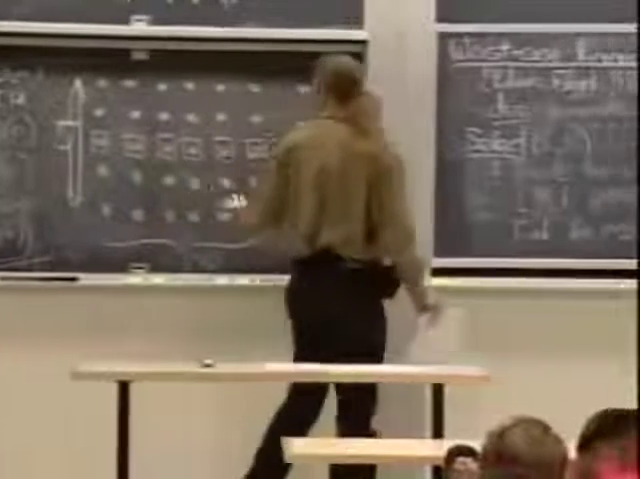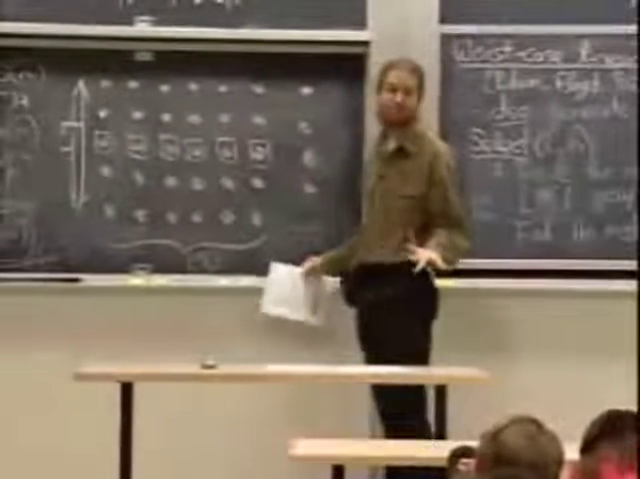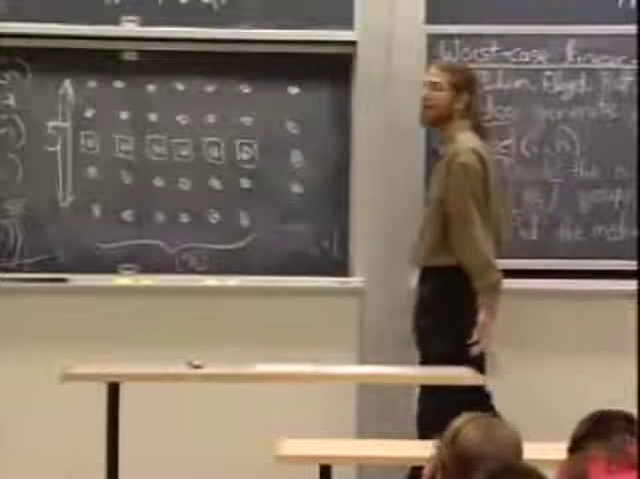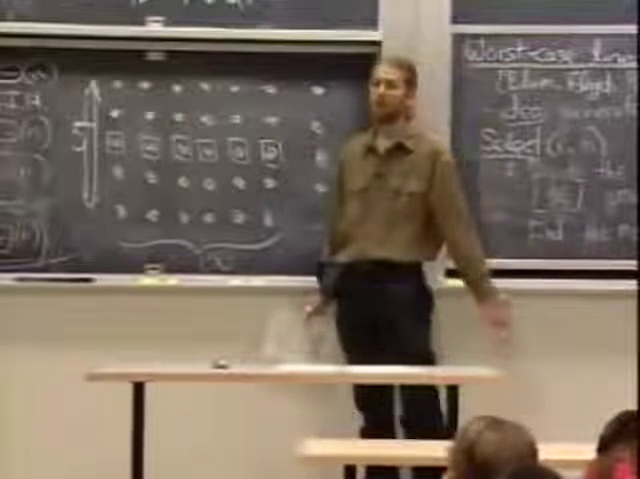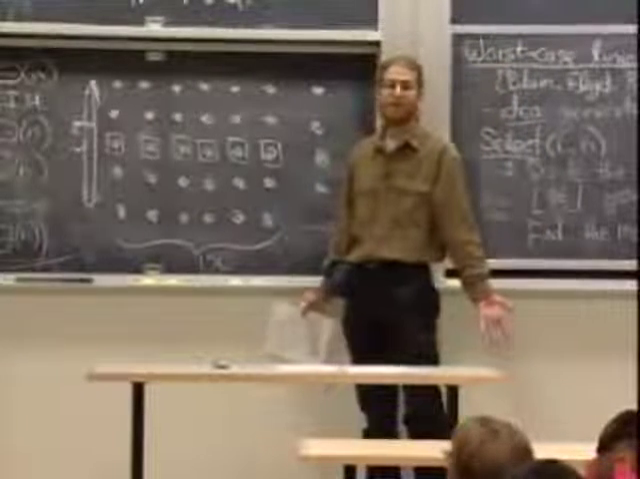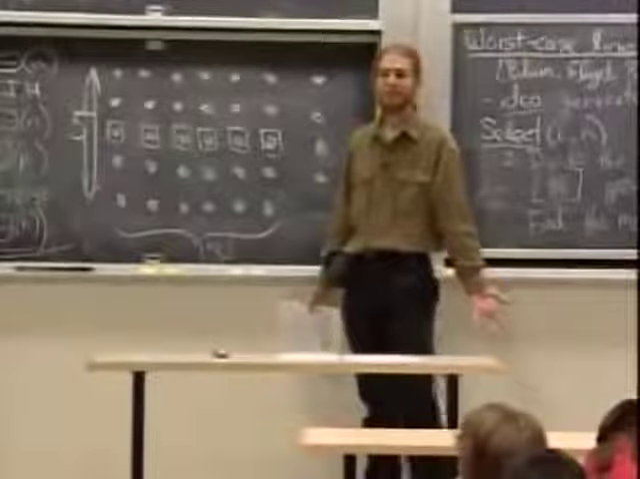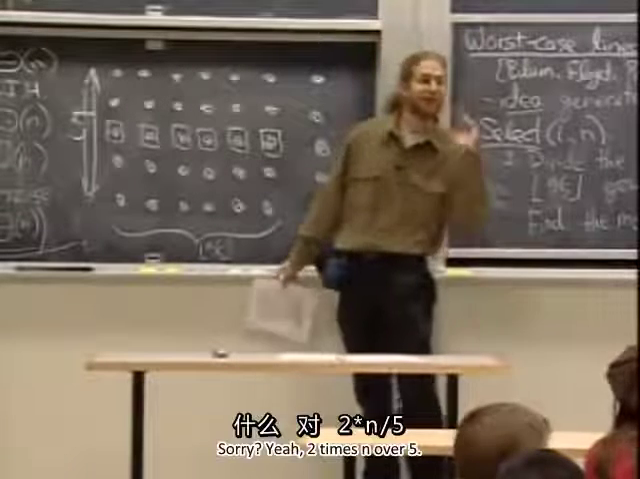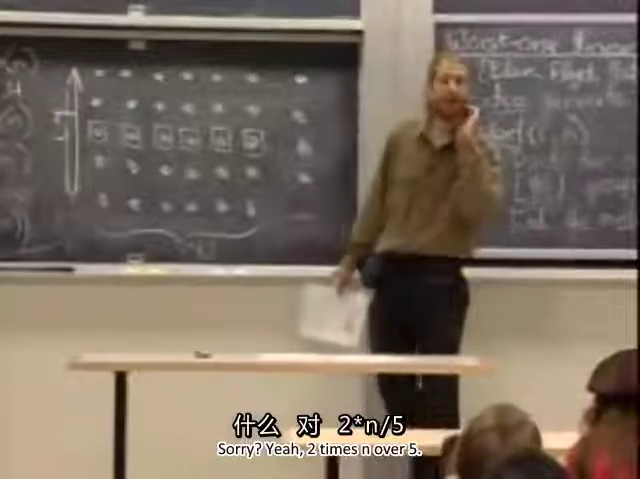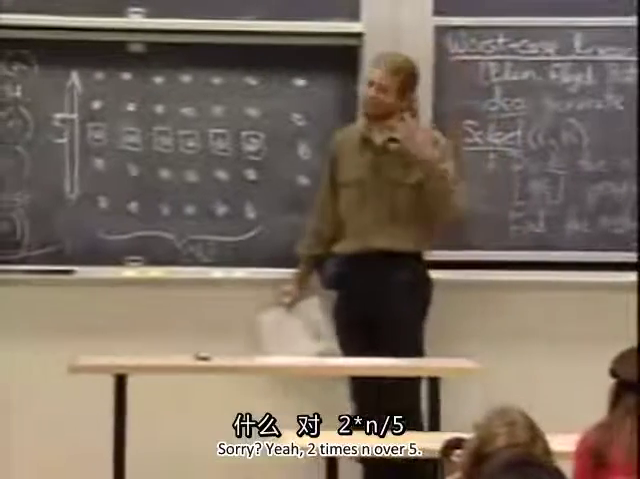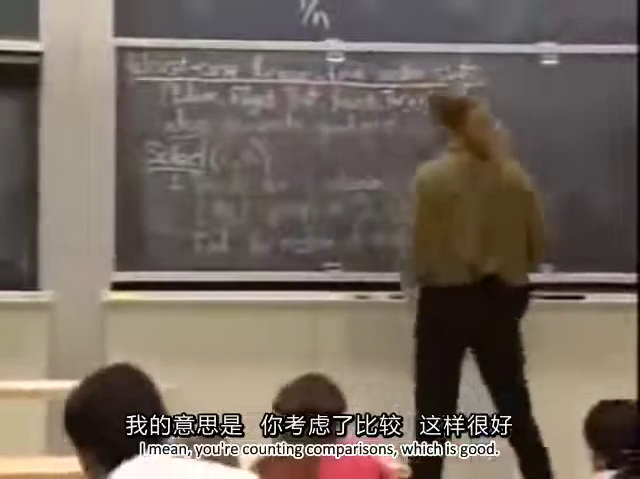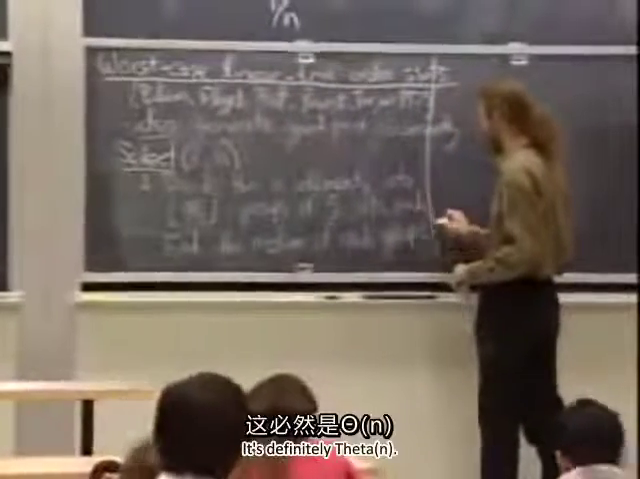I compute them. How long does that take me? N over 5 groups, each with 5 elements. Compute the median of each one. Yeah, 2 times n over 5. It's theta n. That's all I need to know. Okay, it depends. You're counting comparisons, which is good. But it's definitely theta n.